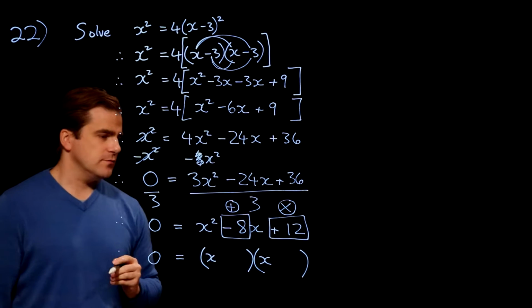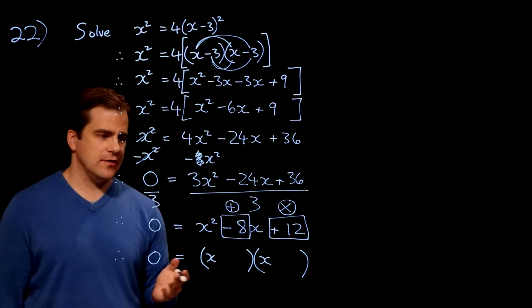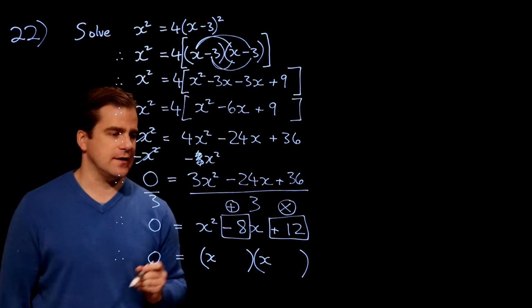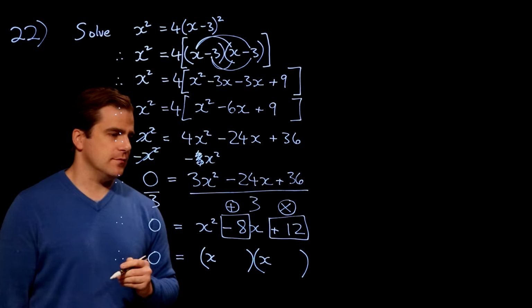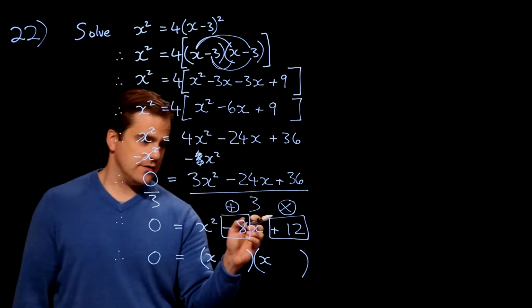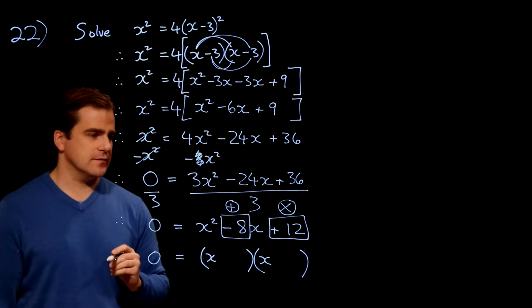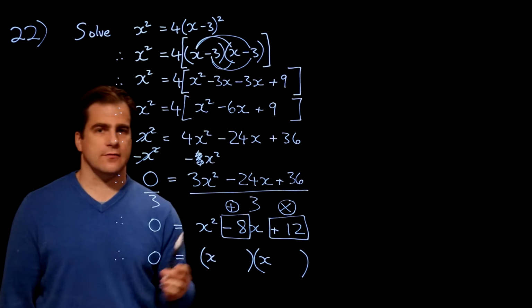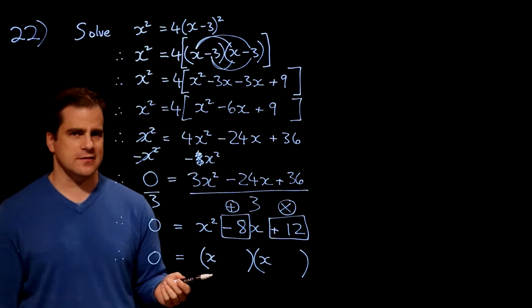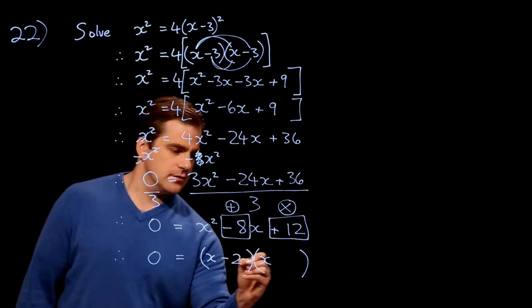Okay, how about 3 and 4? Well, they have to add to give minus 8, so minus 3 and minus 4? No, that gives minus 7, not minus 8. What else multiplies to give 12? 2 and 6. Well, it can't be plus 2 and plus 6 because we need a minus here. So how about minus 2 and minus 6? Minus 2 and minus 6 do multiply to give plus 12, and minus 2 plus minus 6 is minus 8. We've done it. So it's minus 2 and minus 6.